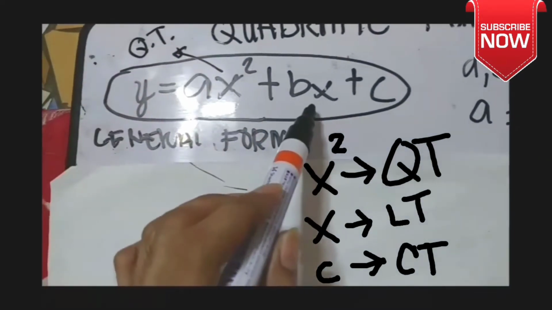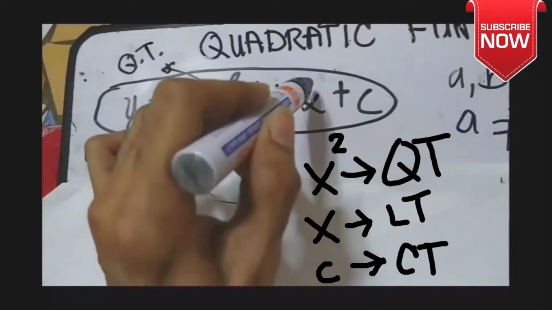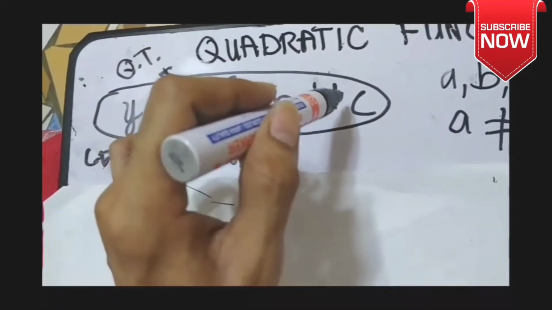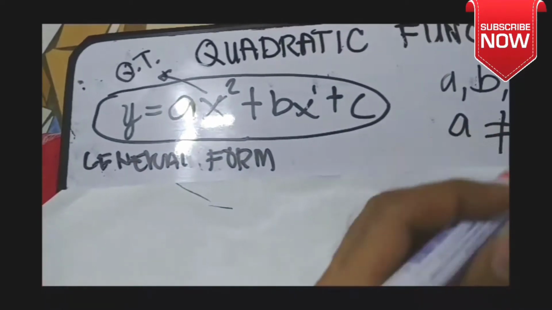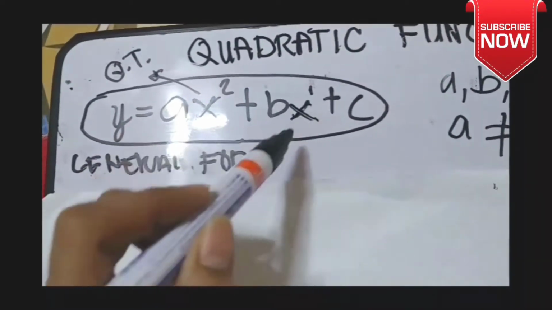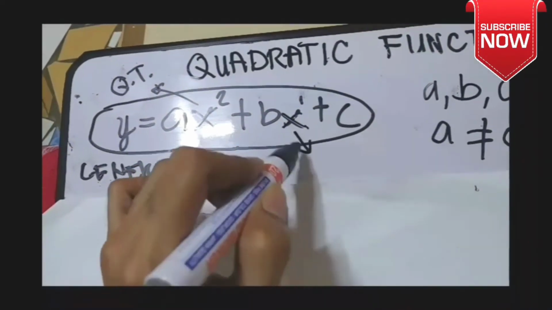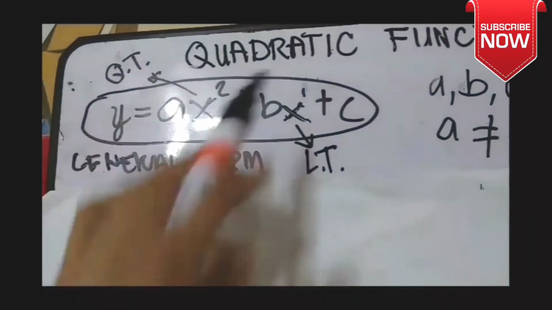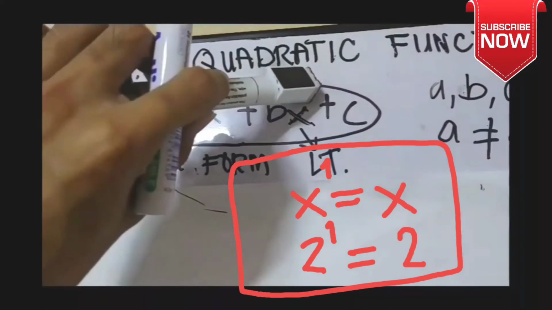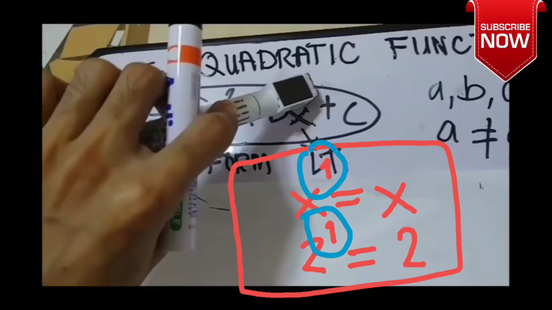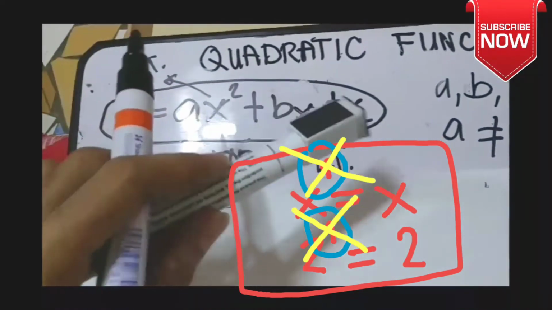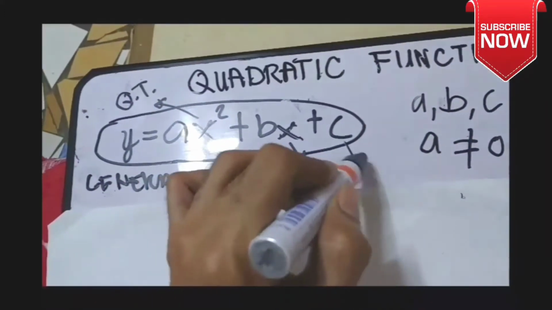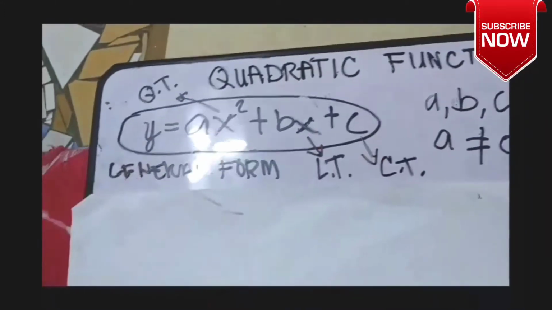At yung bx naman kung saan may understood na 1 sa upper right corner ng x, yan naman ang tinatawag na linear term. Hindi na natin kailangan isulat yung exponent na 1 dahil it is understood. Kumbaga, hindi rin magbabago yung value ng x. Yung c naman ang tinatawag na constant term.